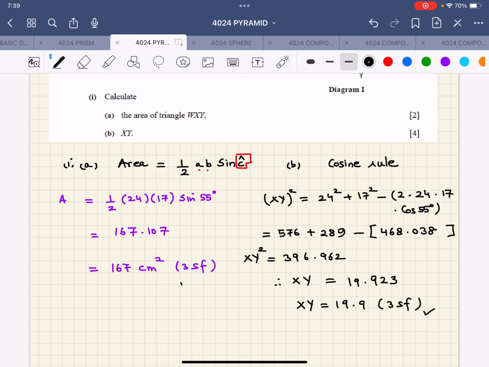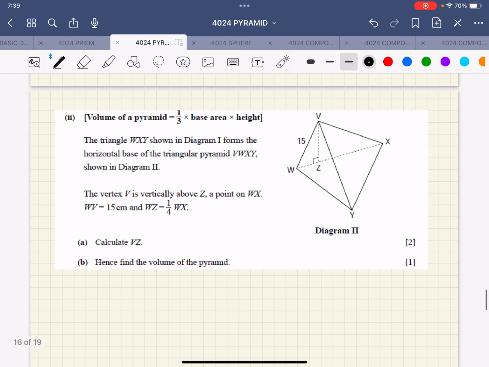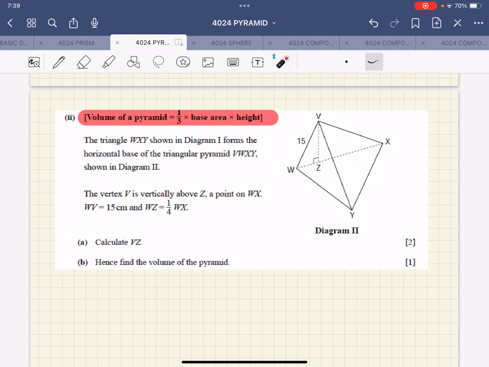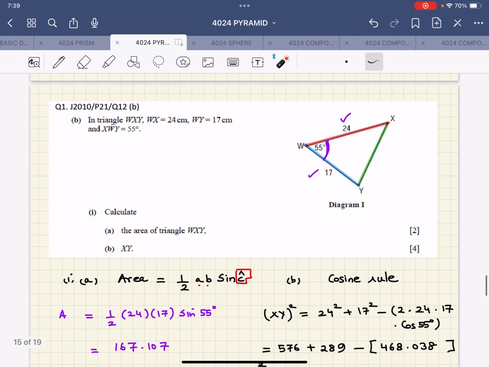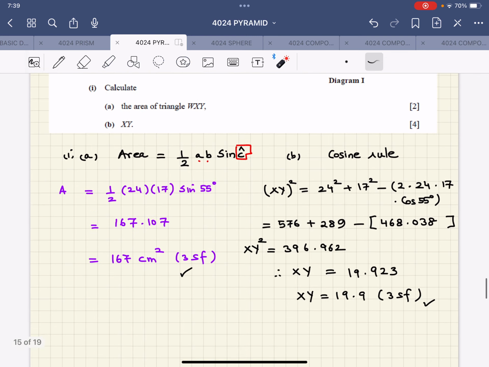We have to take care of the accuracy. Now, what else is there? Now the question says that the volume of a pyramid is this much. That means they usually have a habit of writing this thing down. The triangle WXY shown in diagram 1 forms the horizontal base of the triangular pyramid. So we had WX, WY and XY.